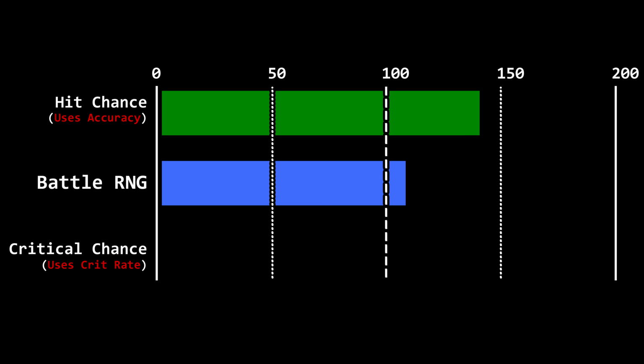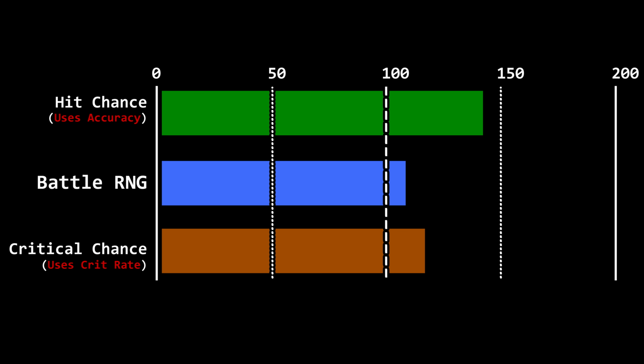If hit chance is greater than or equal to battle RNG, it's a hit. Then later, after the damage value is determined, the game checks for a critical hit. So our crit hit rate finally comes into play. If the battle RNG is less than or equal to the critical hit rate, we land a critical hit and go on to add some bonus damage to our current attack.